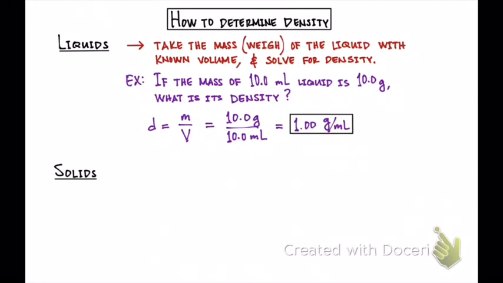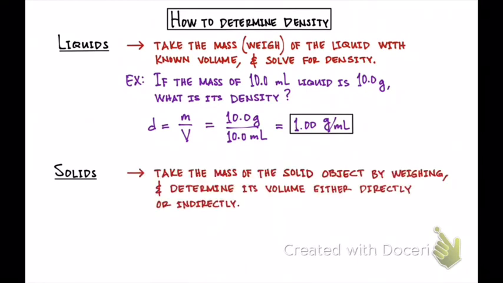For solids, it's a little bit different. When you take the mass, all you have to do is take the mass of the solid object by weighing it using a digital balance, and then you determine its volume either directly or indirectly. So taking the mass of the solid is pretty simple, but when it comes to volume, you can do it 2 different ways. One is using a direct method, and the other one is indirect method. So a direct method is used for objects with regular shape.